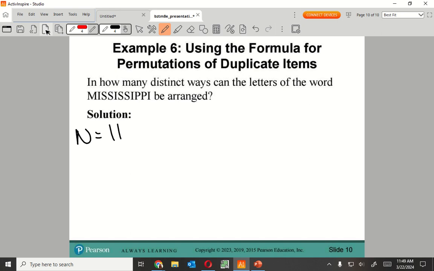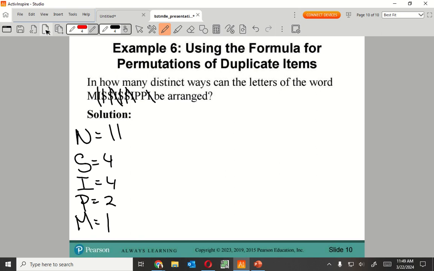Now, because the word Mississippi has a whole bunch of repeating letters, let's start with S's. How many S's are there? 4. Okay, there's 4 S's. So 1, 2, 3, 4. Do I have any others that repeat? I have I. How many of those? 4. So I'm going to cross out that. Anything else? P. How many P's do I got? 2 P's. And then I have an M, which is just 1, right?